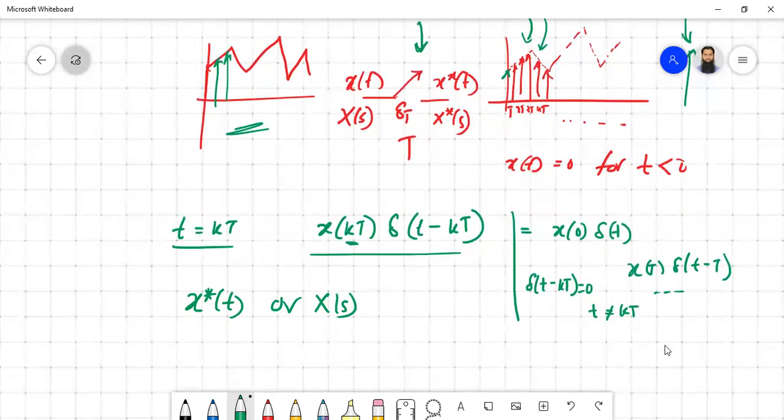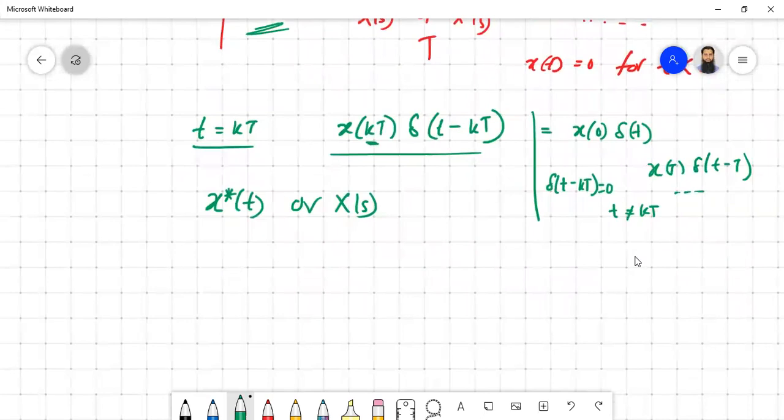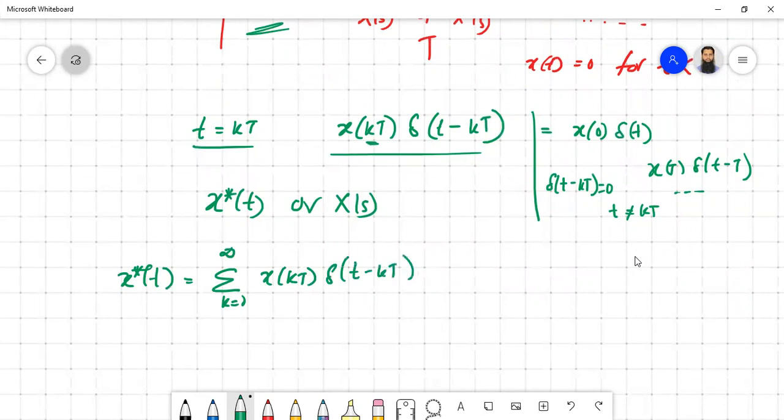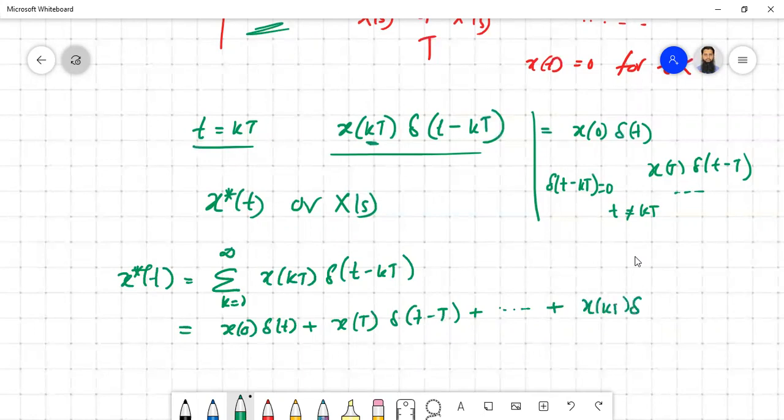Okay, so what is actually x*(t)? It is the summation of all the samples. So we can write x*(t) as the summation of k equal to 0 to infinity of x(kT)δ(t − kT). If you write it as a series, it is x(0)δ(t) plus x(T)δ(t − T) plus, and it goes on up to x(kT)δ(t − kT). Also, you can prolong it up to infinity.